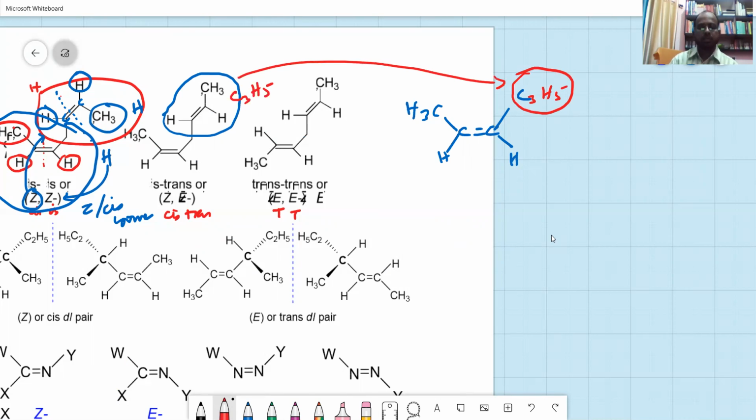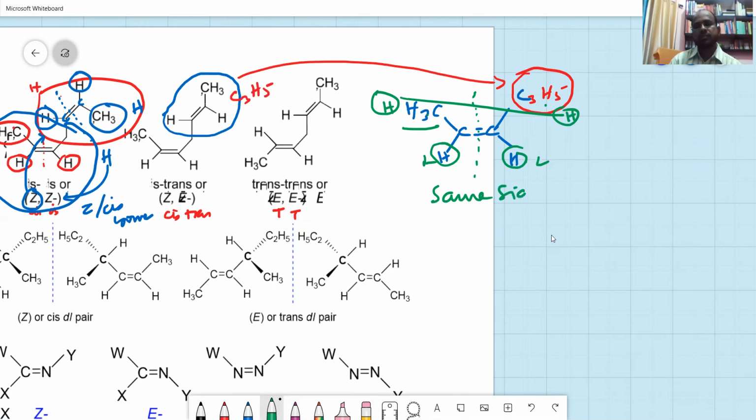So name it here. Okay, now you see you have a lighter group on this side and you have a lighter group on this side. Draw a line. Here you have, compared to hydrogen, this is heavier. Compared to hydrogen, this is heavier. So both heavier groups are on the same side. So it is given as Z isomer.